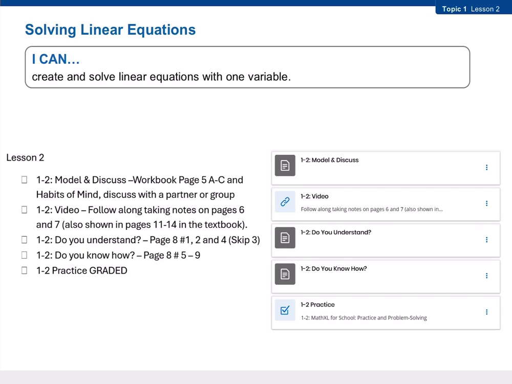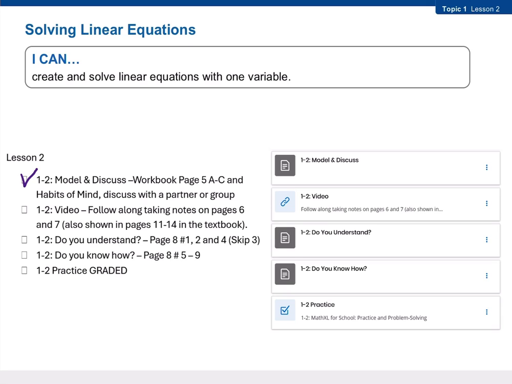Lesson 2, Unit 1, Lesson 2. So if you're watching this video, you should have already done the model and discuss in your workbook on page 5 with a partner or in a small group. So you could go ahead and cross that item off. And now we're on to item number 2, which is the 1-2 video.